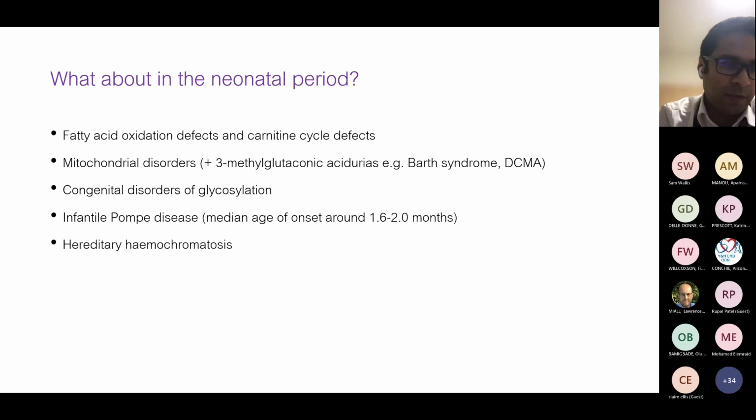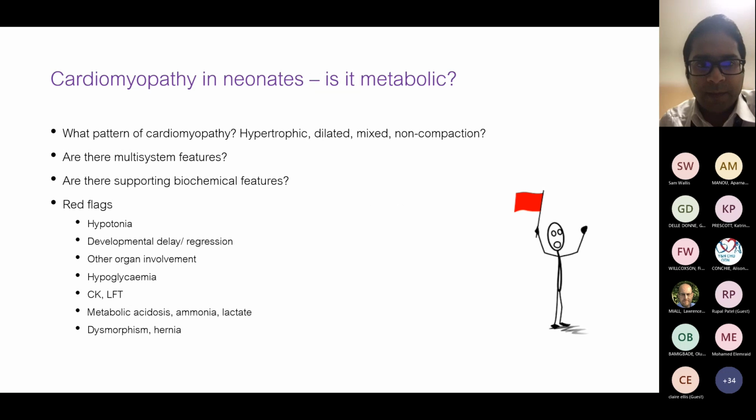And I was thinking, which of these do we commonly see in the neonatal period? Probably the big groups will be fatty acid oxidation disorders and carnitine cycle disorders, mitochondrial disorders, and to some extent CDGs, which are disorders of glycosylation and considerably rarer. In infantile Pompe disease, the average age of onset is probably just outside the neonatal period, but it's definitely possible for them to present in the neonatal period. I'll show you a couple of cases that highlight that. Those, I think, are the big groups that we should be aware of.